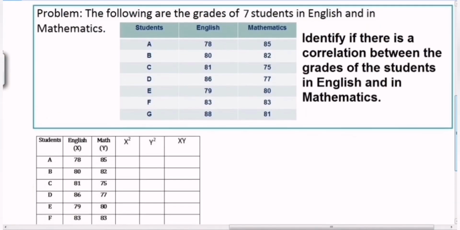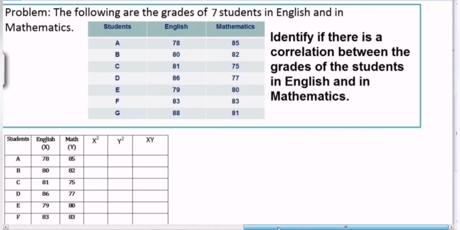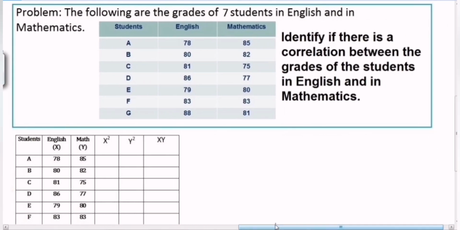So, let us have the second example. So, we have here yung grades daw ng 7 students in English and in mathematics. Now, we have to identify if there is a correlation between their grades or the grades of the students in English and in mathematics. So, ito si student A, and then ang kanyang grade sa English ay 78 and then 85. Si student B, ang grade niya sa English ay 80 and then si math ay 82, and then hanggang kay student G. So, 7 yan lahat. Okay? And then ang grade ni student G kay English ay 88 and then kay math ay 81.